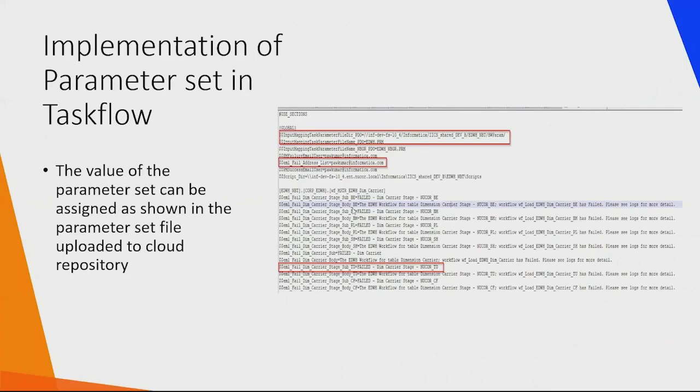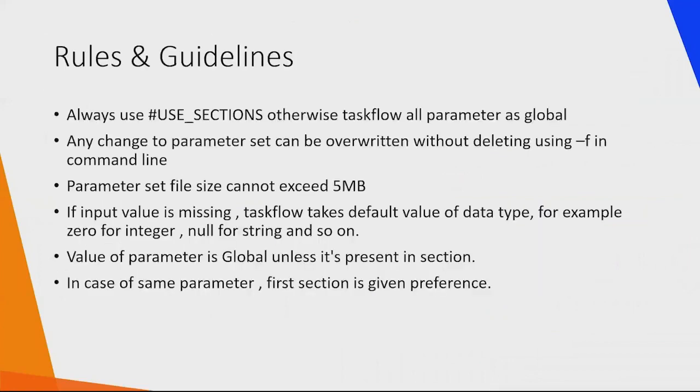So let's say there are some parameters which are defined at the global level, and also at that particular task flow level. Ideally the precedence should be that it takes it from the task flow level. But since the use section is not defined, probably it will take everything from the global. So it's very necessary to use the use section in the parameter file.